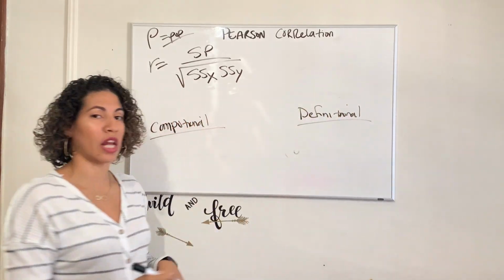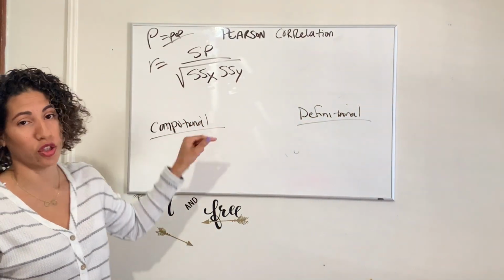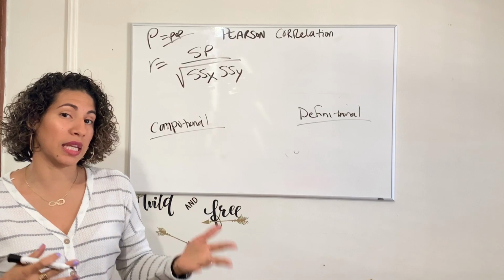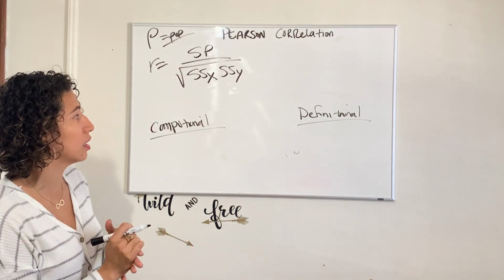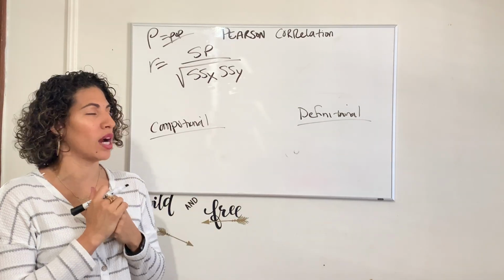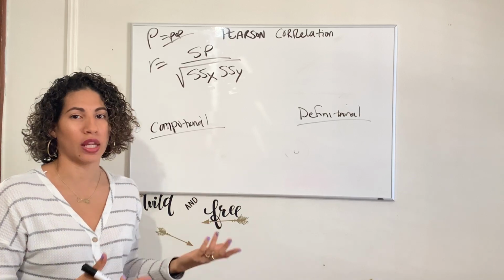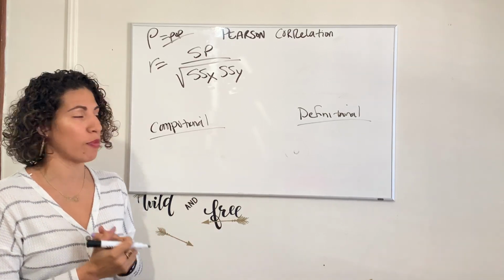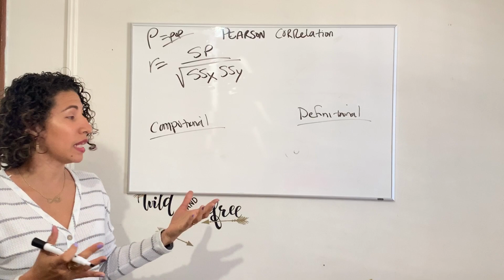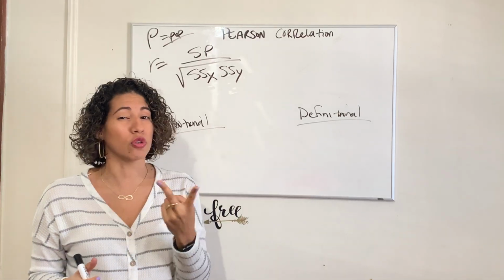The computational and the definitional formulas both will get you the same answer for the sum product. One just might be easier or harder for different people to understand. I have a preference. I'll tell you why in a second. And when you see the example in the next video, you'll definitely understand why I have a preference for one versus the other. But either way, I always tell my students you should do both.